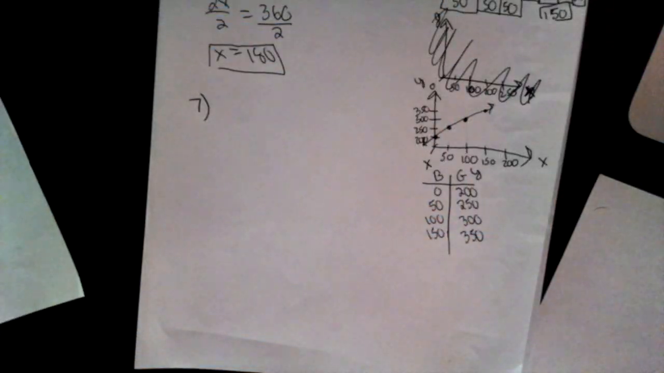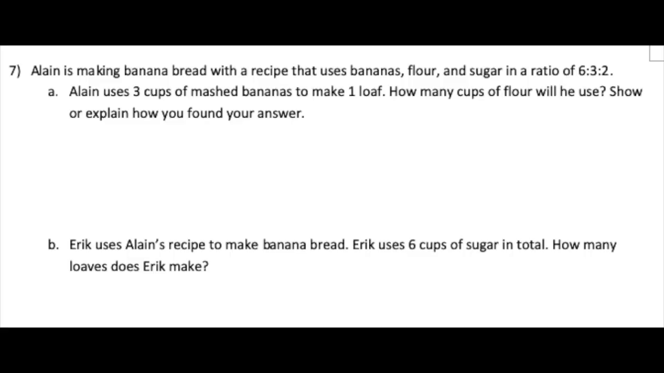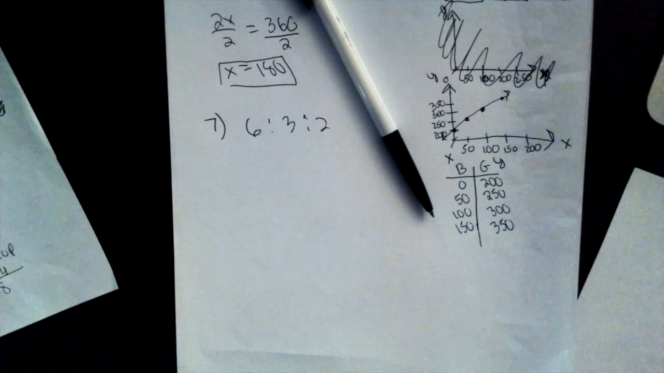Let's look at number 7. Alan is making banana bread with a recipe that uses bananas, flour, and sugar in a ratio of 6 to 3 to 2. Alan uses 3 cups of mashed bananas to make 1 loaf. How many cups of flour will he use? Show or explain how you found your answer. So the ratio of bananas to flour to sugar is 6 to 3 to 2. Now, Alan uses 3 cups of mashed bananas to make 1 loaf. How many cups of flour will he use?